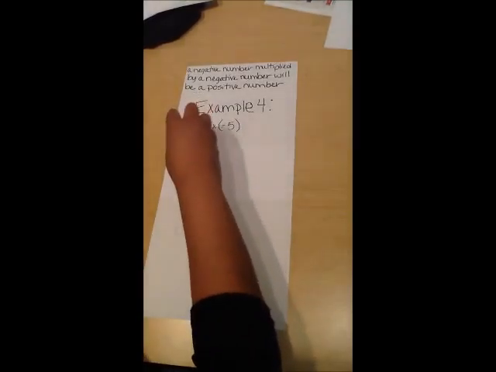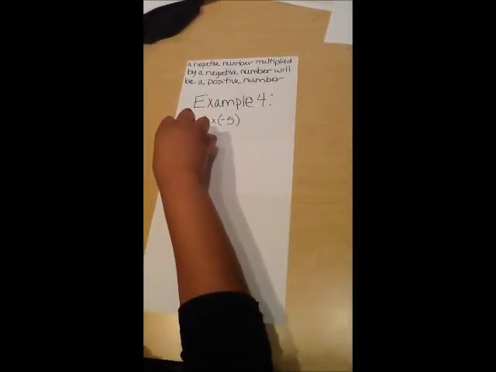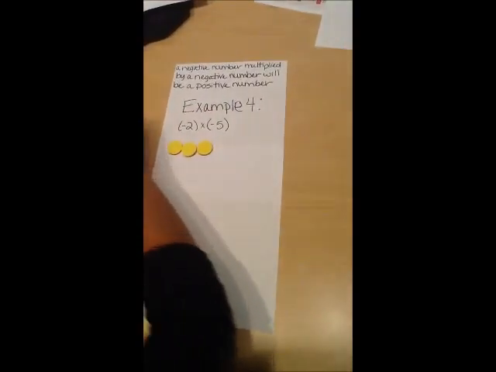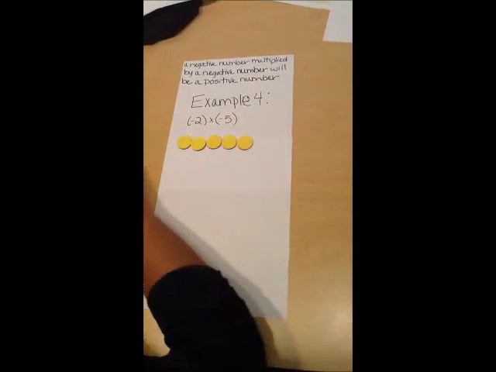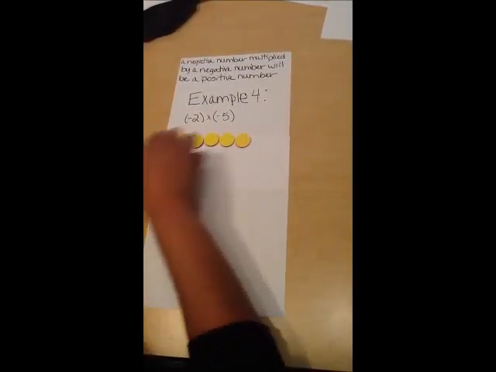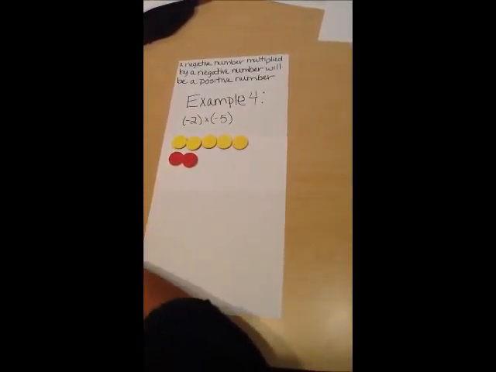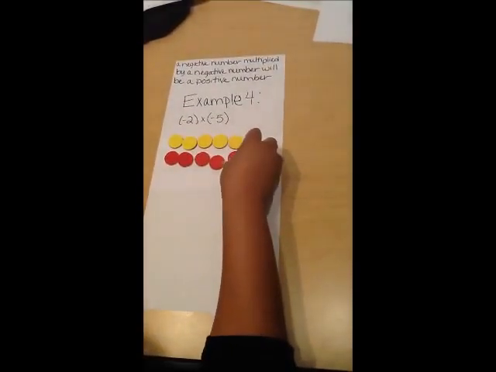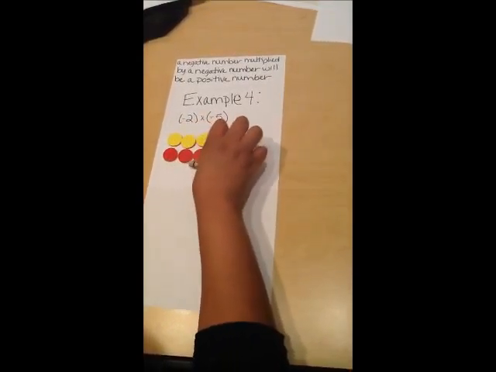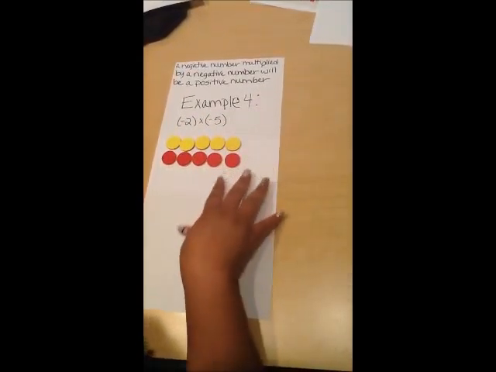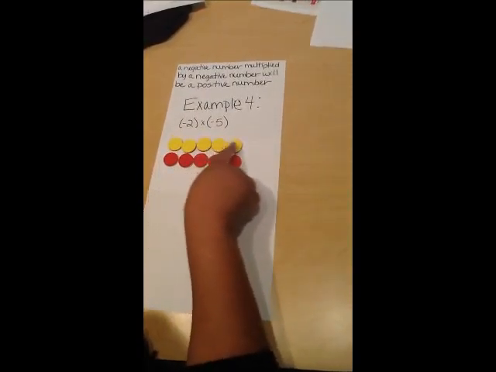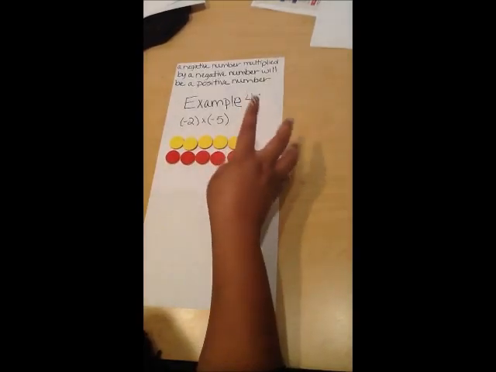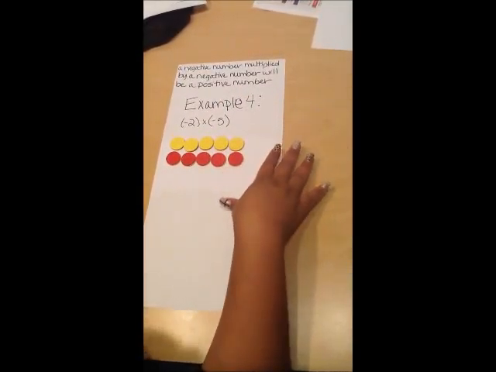Previously, we learned that if we start out by using the opposite of our counters, we know that this will be neutral, or it can also be represented as a 0 because we have 5 positive counters and 5 negative counters. Therefore, our result is 0, or the counters technically don't exist.